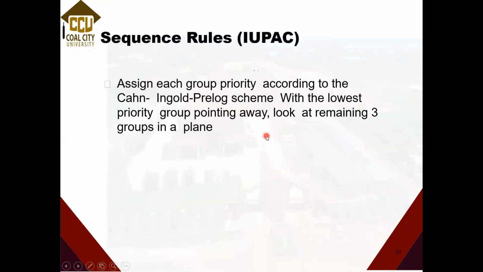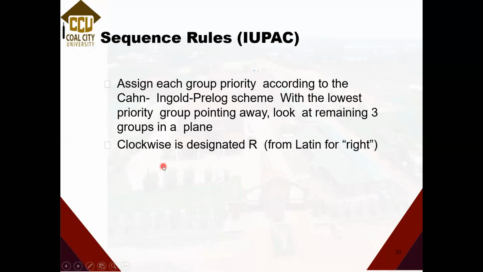So assign each group priority according to the Cahn-Ingold-Prelog scheme, with the lowest priority group pointing away. Look at the remaining 3 groups in a plane. The meaning of this is that the lowest priority group, you must make sure it is turning away, that is, it is not on a plane. We shall see what that means very soon.